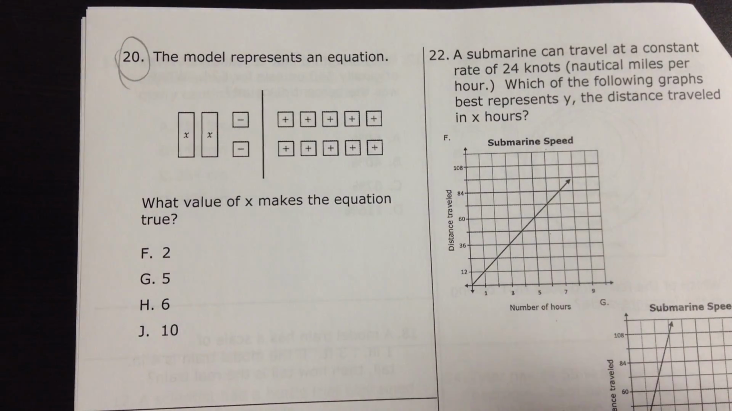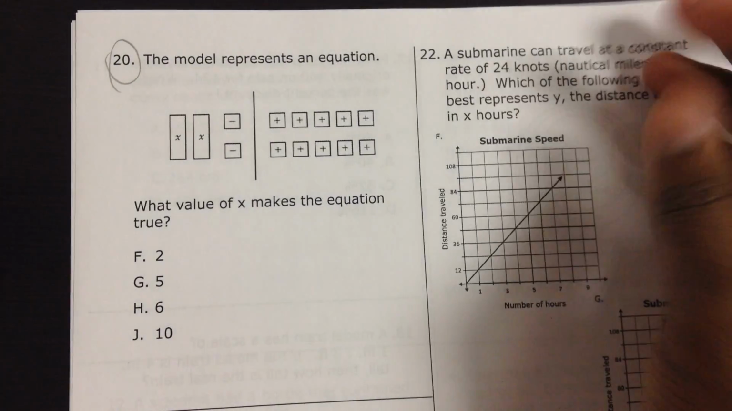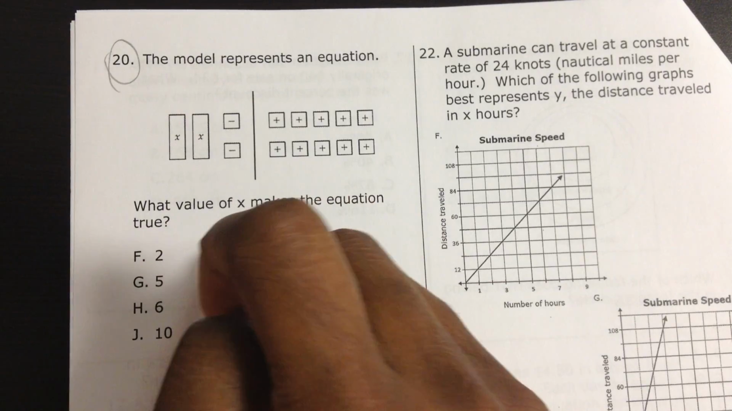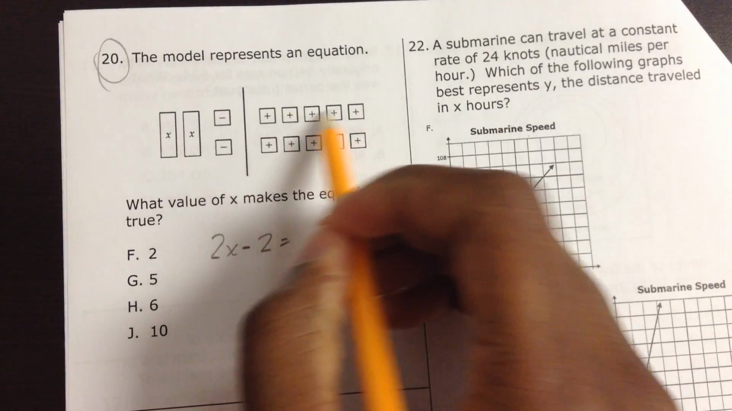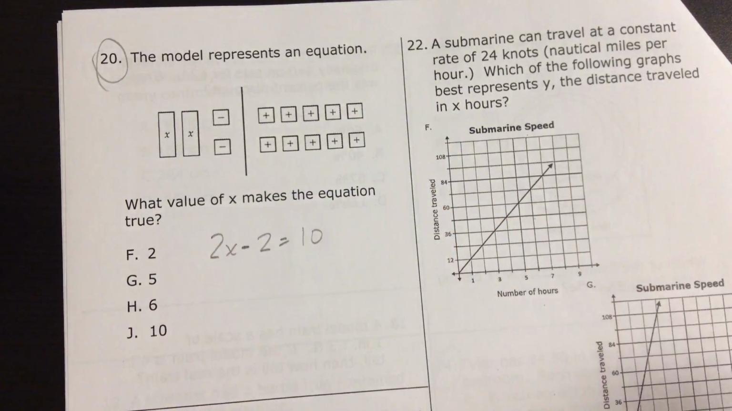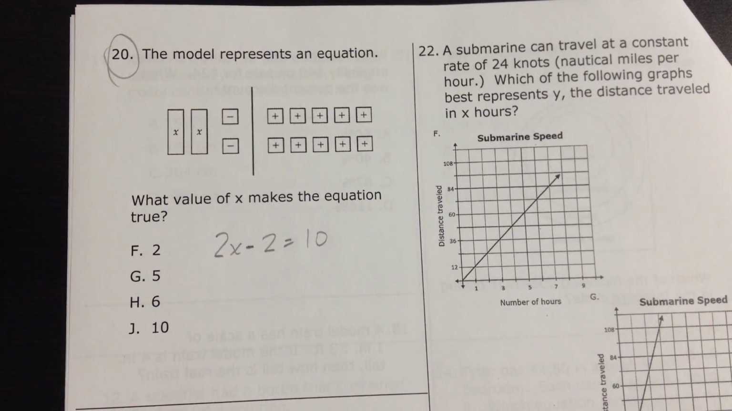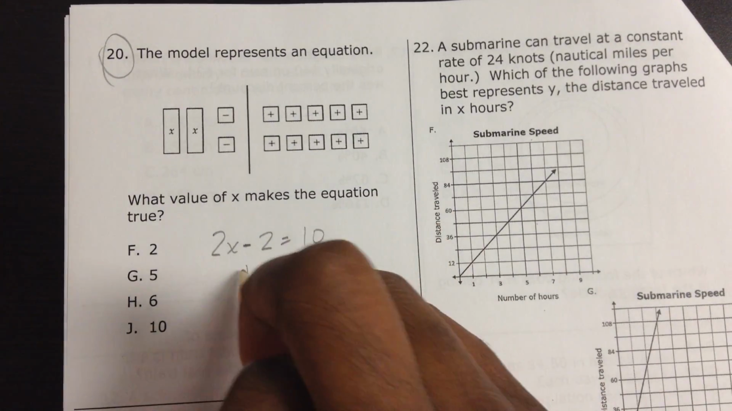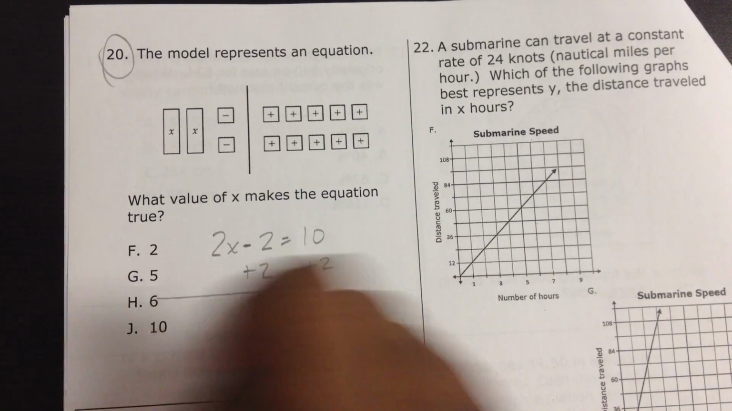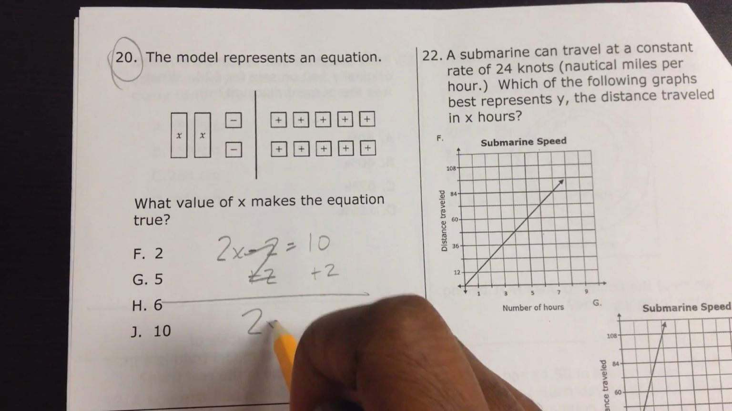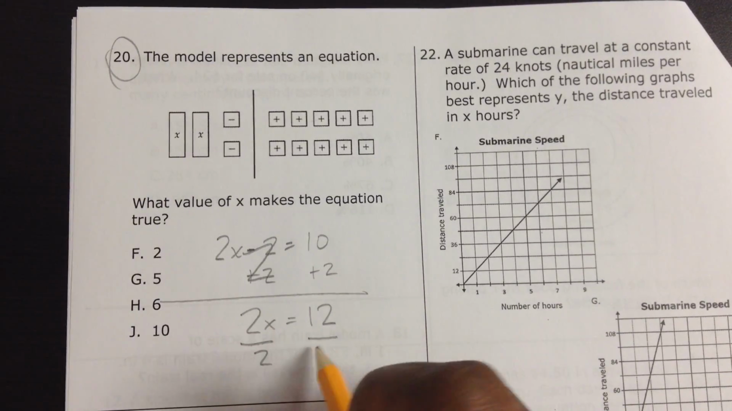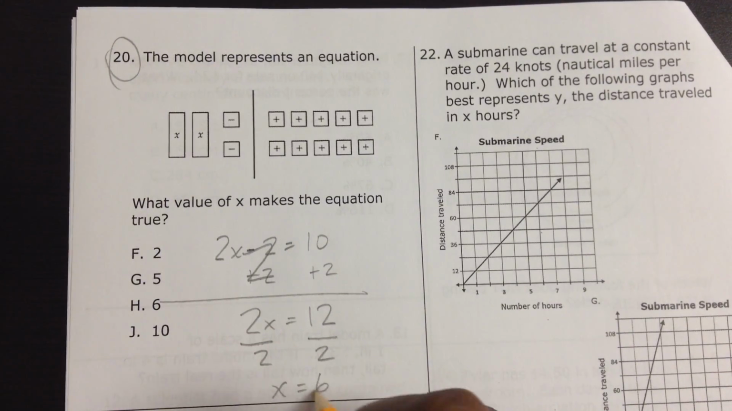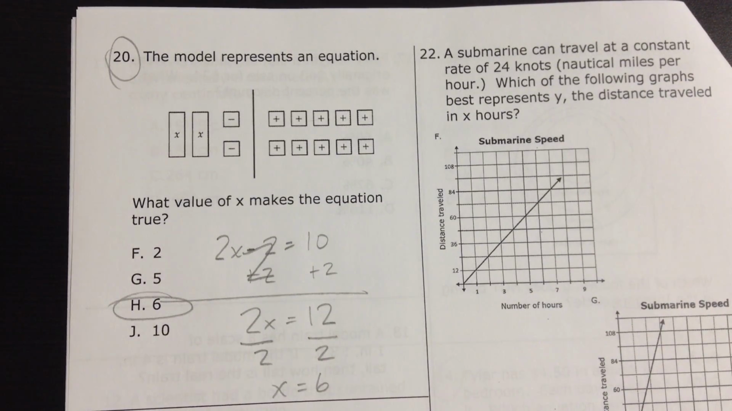What value of x makes the equation true? So remember, if I rewrote this, this says 2x minus 2 equals 10. Some of you may have noticed that. And so if we add 2 to both sides, zero out, we get 2x equals 12. Divide both sides by 2, and x equals 6.